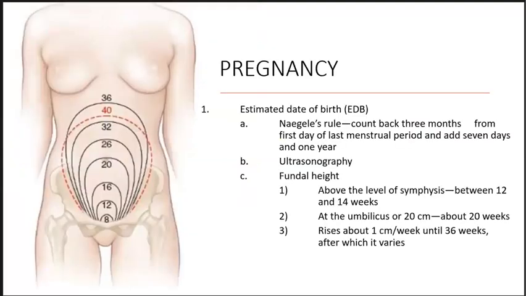In terms of assessment of pregnancy, one way to assess pregnancy could be using the estimated date of birth, your EDB, and we can use the Naegele's rule. To calculate this, you'll need to count back 3 months from the first day of the last menstrual period, our LMP. So you want to count back 3 months from the first day of our LMP, and then you want to add 7 days and 1 year. So that's how to use the Naegele's rule.